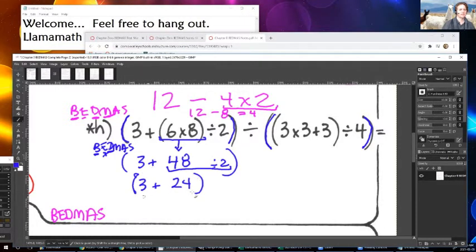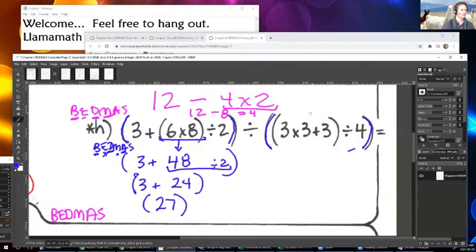And then finally inside this bracket, I've done the brackets, exponents, divisions, multiplication, which there weren't any, but I want to do the addition. So this is going to be 27. And that's just for this side, just for this bracket. If I calculate all these following the BEDMAS rule, I would get 27.